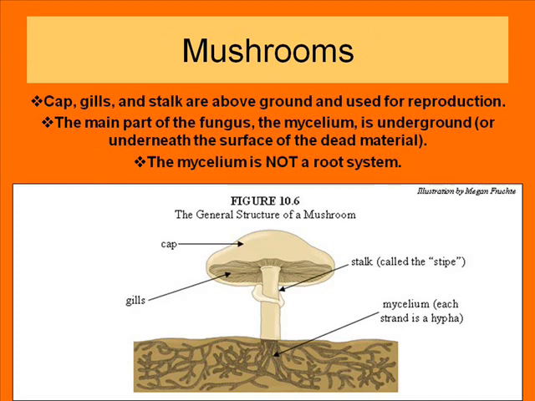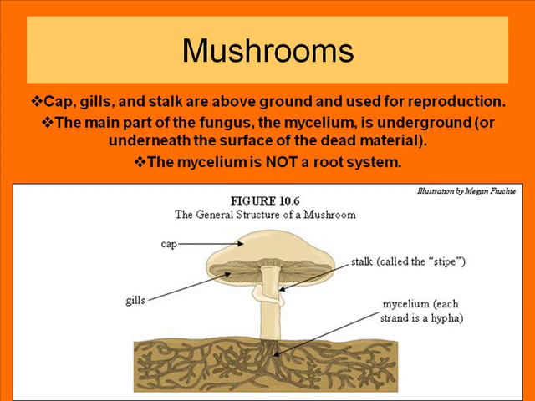Now, one common example of an organism in kingdom fungi is that of a mushroom. Figure 10.6 in your book explains the general structure of a mushroom. What you need to know about this is the fact that the cap, gills, and stalk are the things that are above the ground, and that's what's used for reproduction.